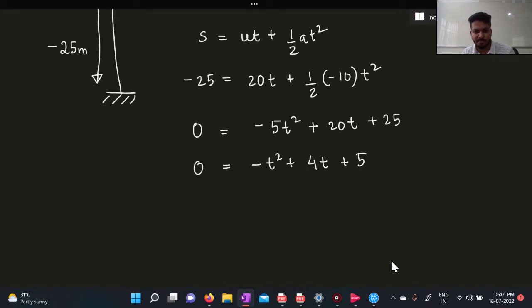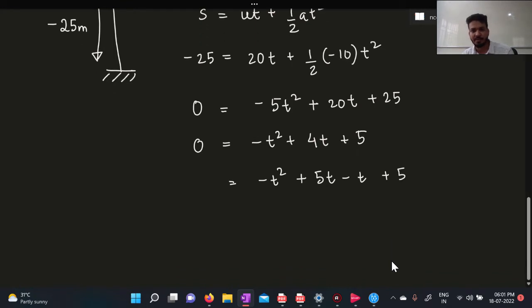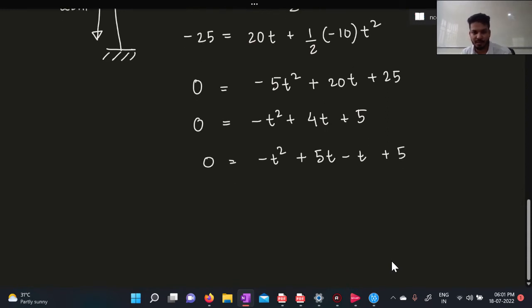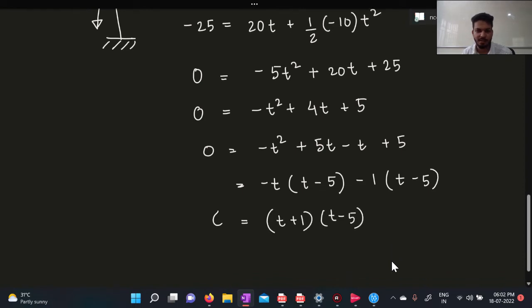Now I can do a middle term break here. Minus t square, minus, okay, what I'm going to do here is 5t minus t plus 5. This is the middle term break I'm doing. 5 into minus 1 is minus 5, so this is matching. It's a simple quadratic equation I'm solving. From the first term I can take minus t as common and I'll end up with minus t minus 5. And from the second term if I take minus 1 common, I'll get t minus 5 again. So this will be t plus 1 into t minus 5. These are the factors for this.